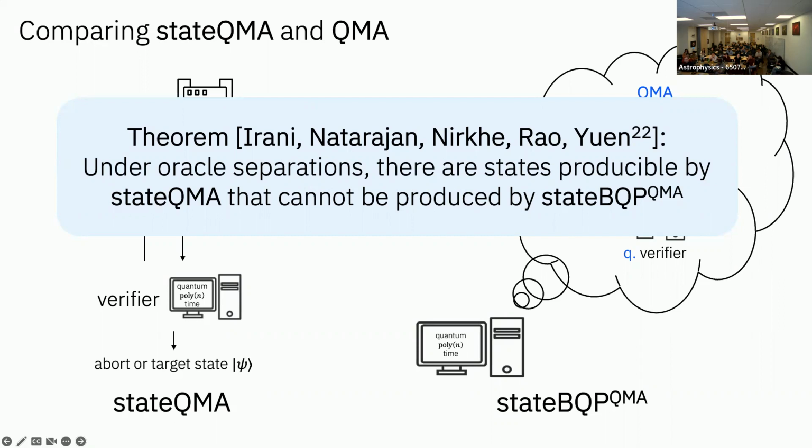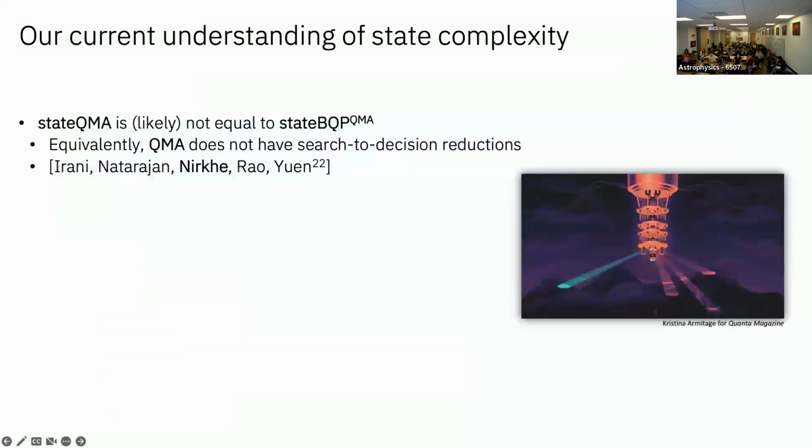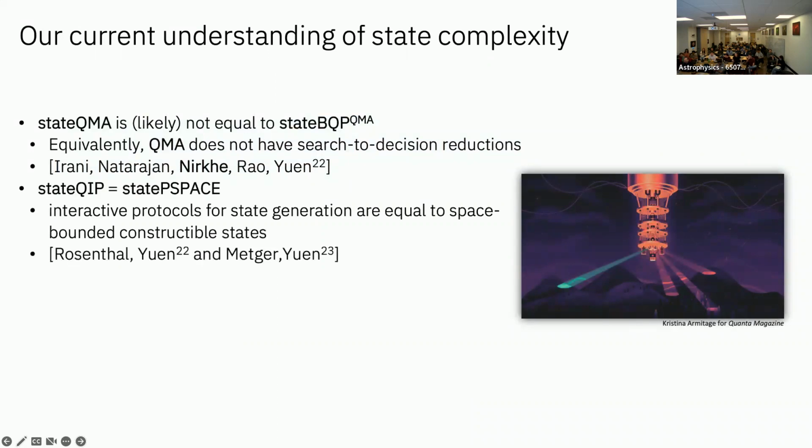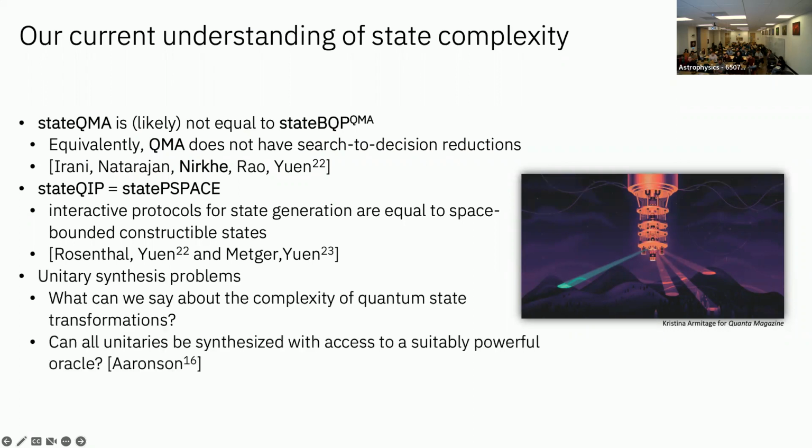So something amusing is that state complexity seems to behave very differently than classical complexity. And there have been a few other results. Let me tell you about one called state QIP equals state PSPACE by Rosenthal, Metger, and Yuan, which was to understand how this works when you have interactive protocols for generating quantum states. In that setting, they were able to prove that the classical equivalence actually yields a quantum state equivalence as well.